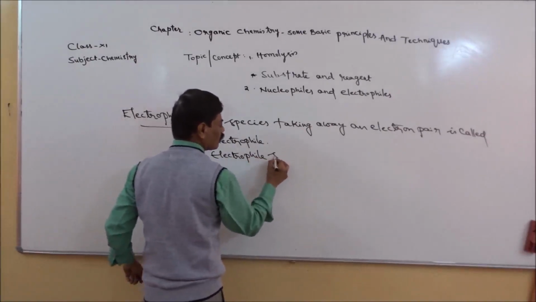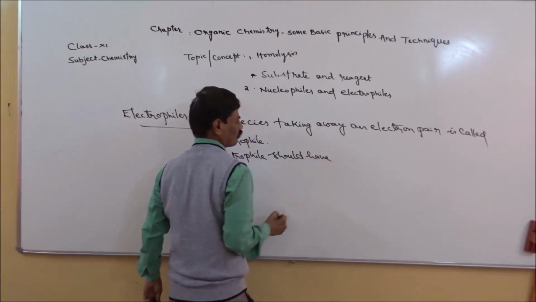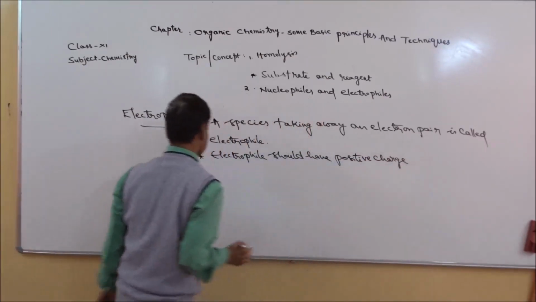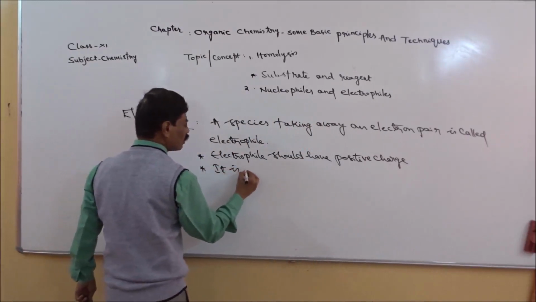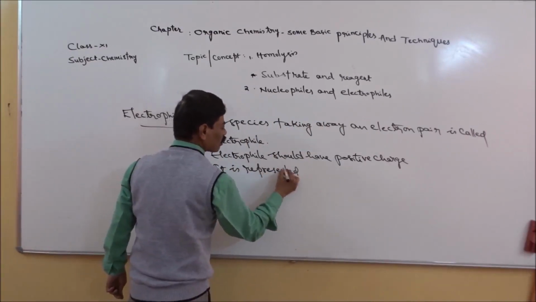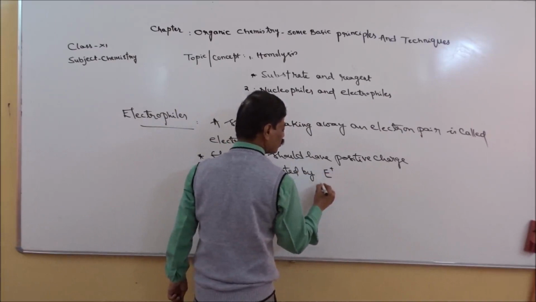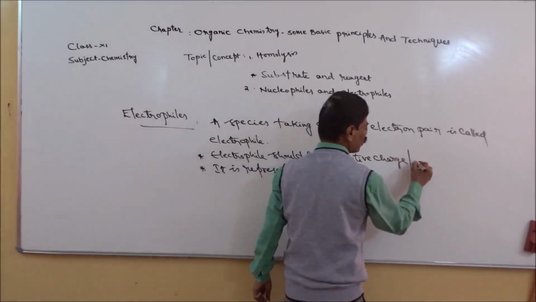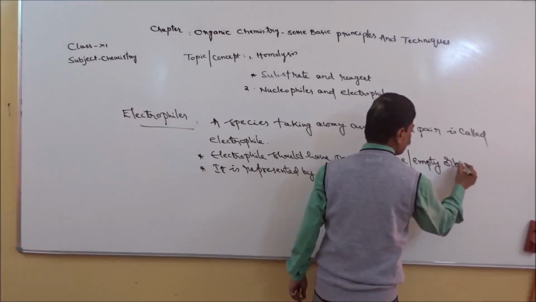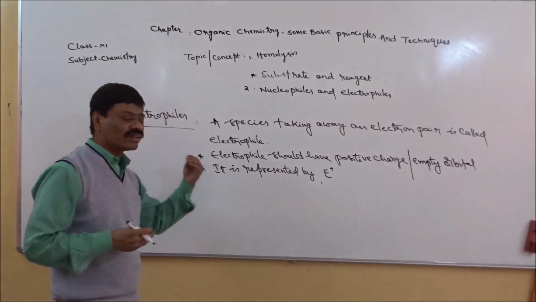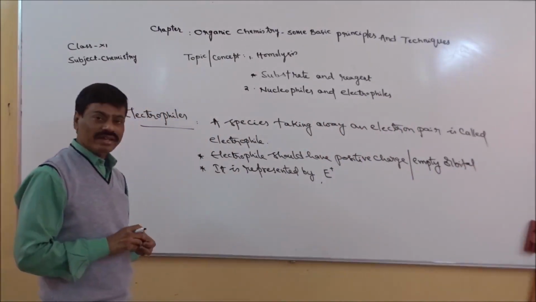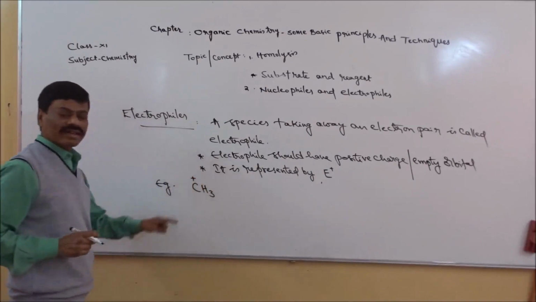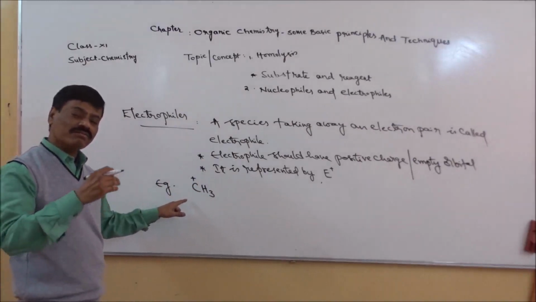So the first point is that an electrophile should have positive charge. It is represented by E plus sign. So the first point is that an electrophile should have positive charge or an empty orbital, because it is taking away an electron pair with it, so it has to accommodate that electron pair in it. And an example for this is CH3 plus. This is called methyl cation. See, it has positive charge, so it can take an electron pair with it.